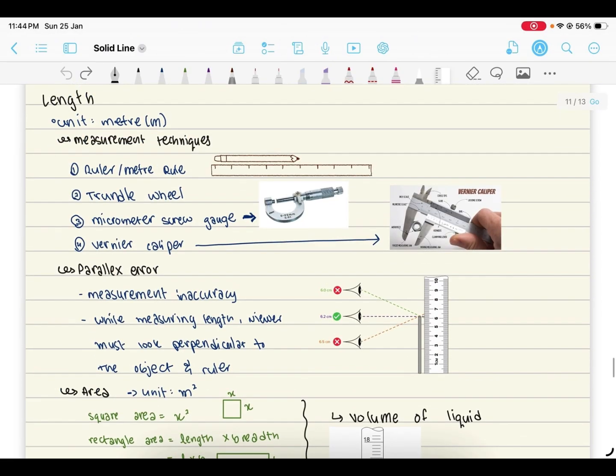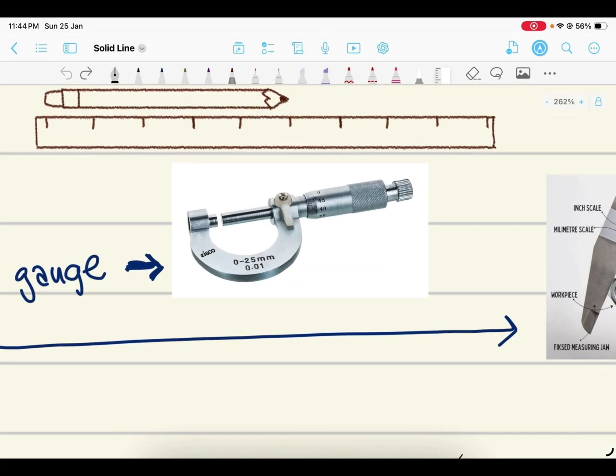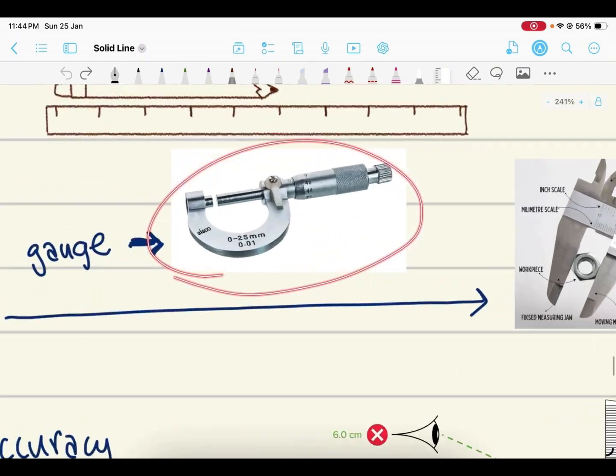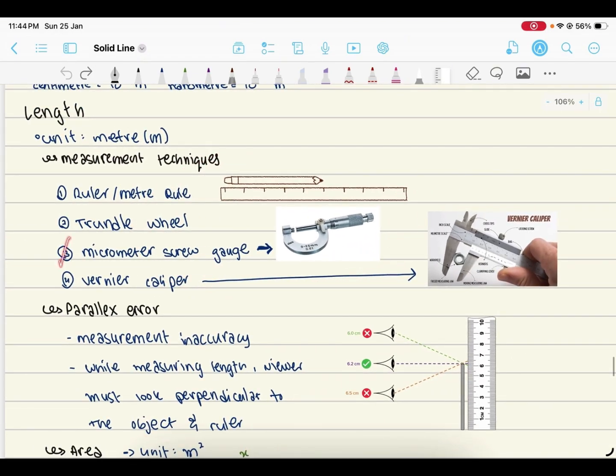Okay, next we have length. Length has a unit meter, and here are its 4 measurement techniques. First is a ruler or meter rule, which can measure tens of centimeters; trundle wheel, which can measure tens of meters; and micrometer screw gauge, which can measure very, very small dimensions like the thickness of paper or a wire. Here is a picture of a micrometer screw gauge, just so you can see. And micrometer screw gauge is not in our syllabus, so you don't need to know the details.